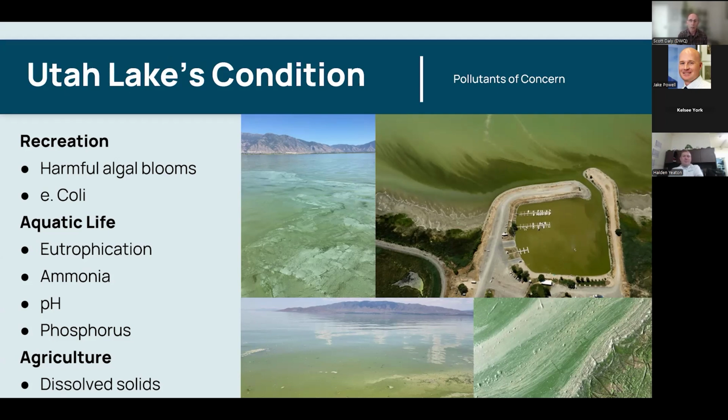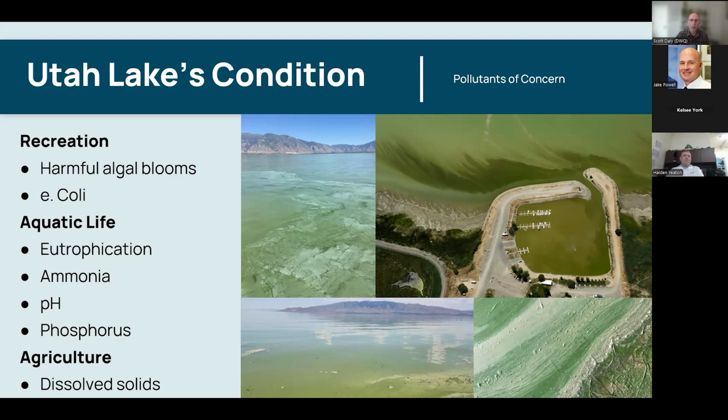For recreation, that's harmful algal blooms directly. For aquatic life use, just the excess production of algae and growth in the water, changes in the food web structure, and then ammonia toxicity, pH, elevated phosphorus, and nutrient conditions. Those are all really important things that limit some of our water quality conditions in the lake. The exception here are E. coli and dissolved solids for the recreation and agricultural uses. Those are slightly separate issues that we won't get into in too much detail today.